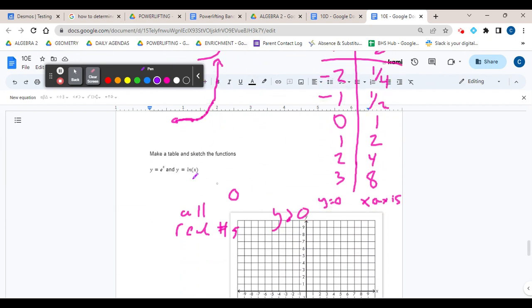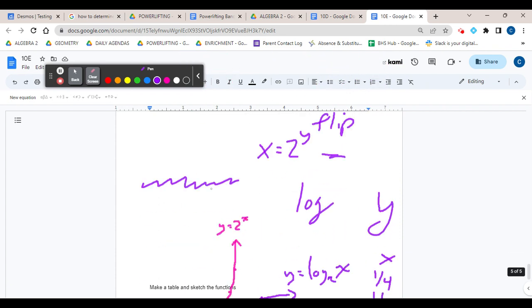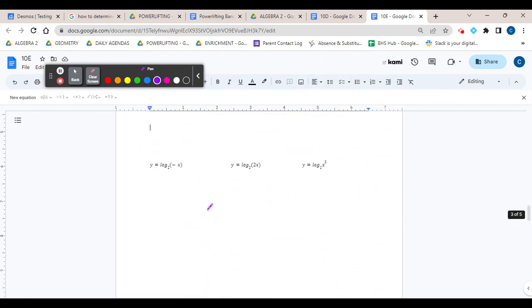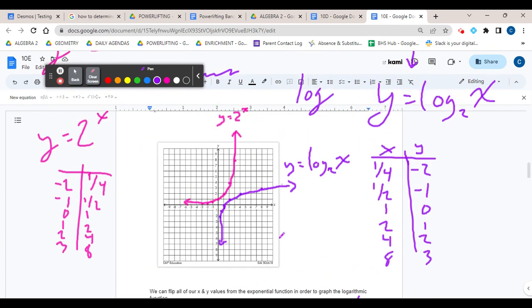Later on, we'll talk about making a table and sketching the functions of e to the x power and the natural log of x, and 10 to the x power and log base 10 of x, which are also inverses of each other. They're going to look a little bit different from this one. This is what I just wanted to focus on right now. A lot of carryover on this from the previous unit because, again, logarithms are just when we have variable exponents. So these kind of go together there.